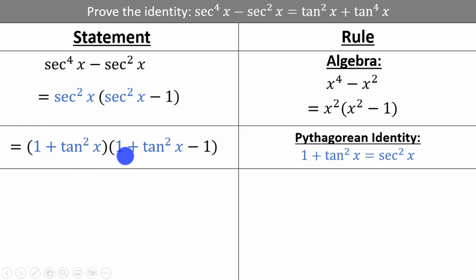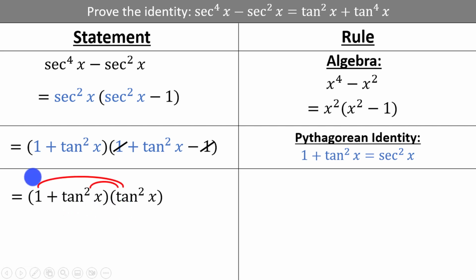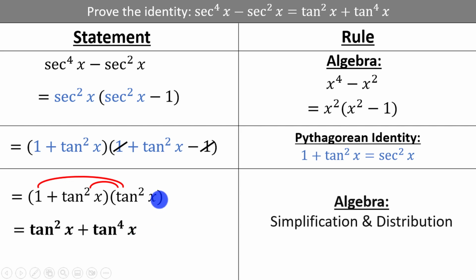In the second expression, the positive 1 and the negative 1 cancel. We are left with 1 plus tangent squared times tangent squared. Let's distribute. 1 times tangent squared is tangent squared, and tangent squared times tangent squared is tangent to the fourth power, because we can add the exponents. We justify this final step by algebra, simplification, and distribution. At this point, we have finished the proof. We have manipulated the left-hand side of the equation so that it matches the right-hand side.